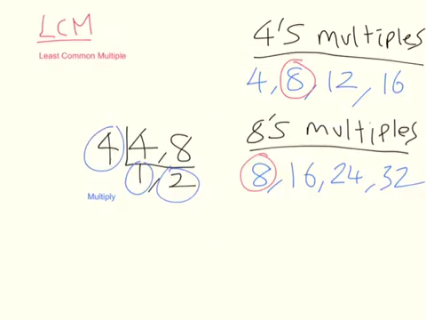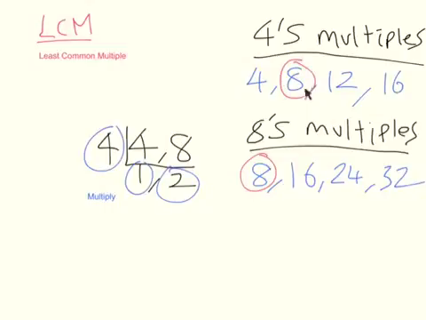On this side, I will show you how to solve LCM. LCM stands for least common multiple, and it's not factors, it's multiples. As you can see, I wrote down 4's multiples and 8's multiples. 4's multiples are 4, 8, 12, and 16. 8's multiples are 8, 16, 24, and 32. Since LCM stands for least common multiple, the least common multiple is 8, right here.